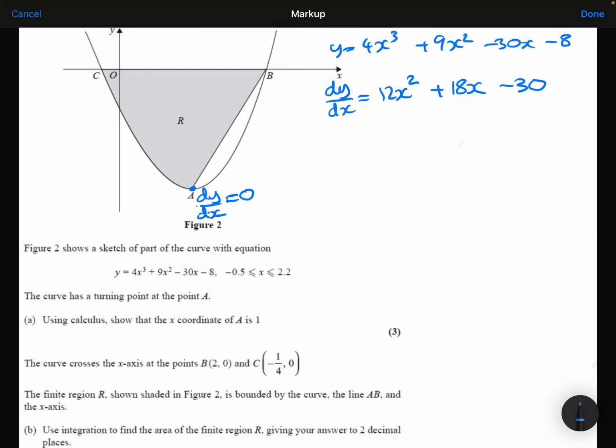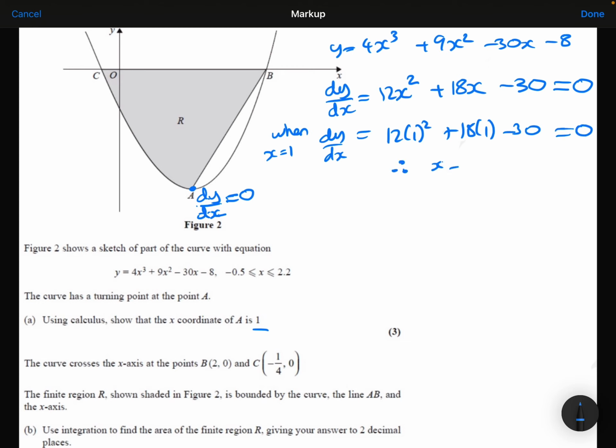At a turning point, the gradient equals 0, so this equation equals 0. And if I now show that when I substitute 1 into this function, I'll get 0, that means that 1 would have to be a turning point. So when x equals 1, dy by dx is equal to 12 times 1 squared plus 18 times 1 minus 30, which equals 0. Therefore, x equals 1 is a turning point. So that's part A of this question done.